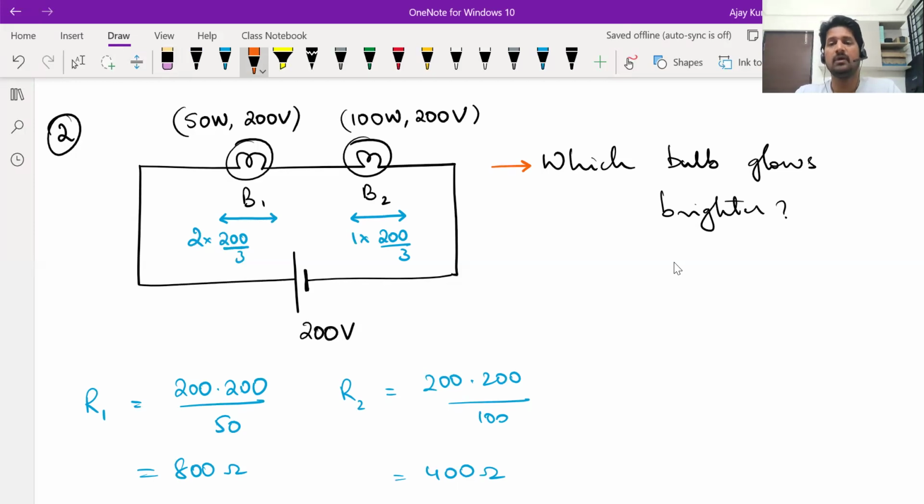You were just asked which bulb glows brighter. Now, how are the bulbs connected? Can any of you tell me? Series. Bulbs are resistors, okay? If they are connected in series, what is common to them?